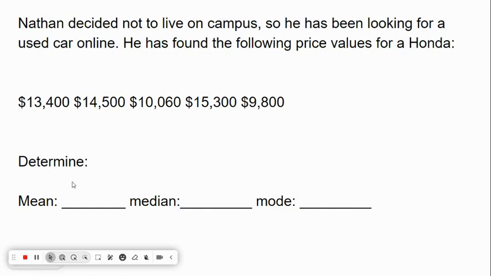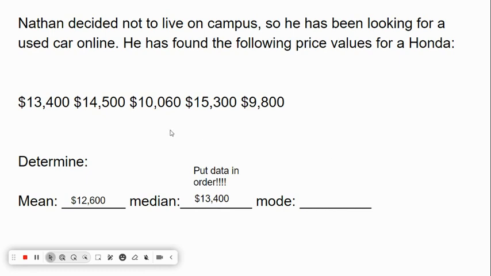Welcome back. To find the mean, we needed to add these numbers together and divide by 5. So you should have gotten 12,600. For the median, I needed to put them in order first. So I know that 9,800 is the smallest. And then I got 10,060 for the second. And then 13,400 would be the third, which is the middle of 5 data points. So we're going to go ahead and say that the answer is 13,400.